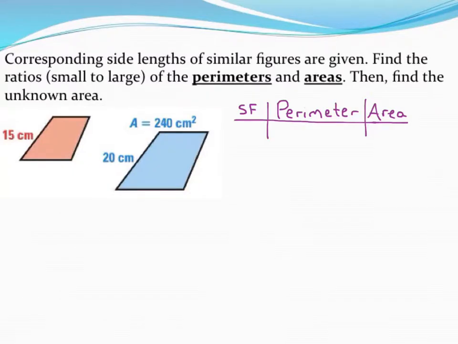In these examples, we're given two similar figures. We don't need to prove they're similar. They tell us that the figures are similar to each other. And this example asks us to find the ratio of perimeters and the ratio of areas. And that's what we're going to do as sort of step one for this problem.